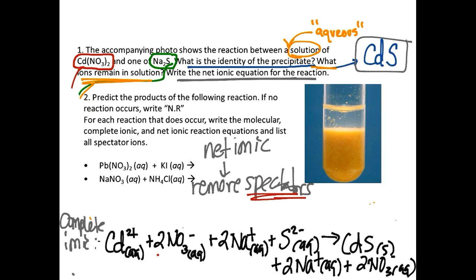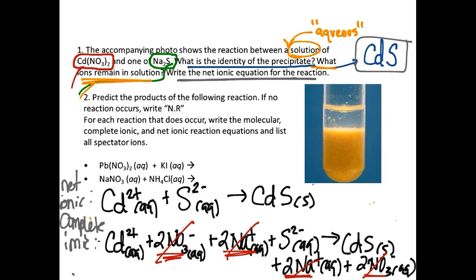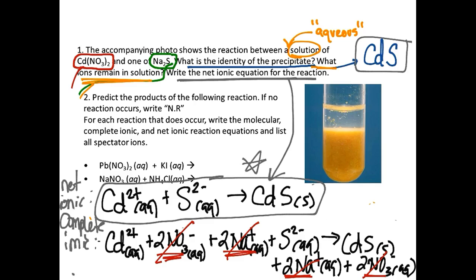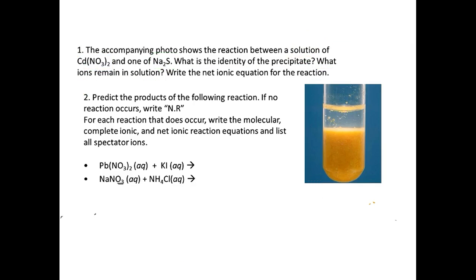Now for the net ionic equation, you have to remove the spectator ions, which are the ions that look the same on the left and the right. I'm underlining them in red. You cross them off, and so for your net ionic equation, that's just cadmium plus sulfide reacts to form cadmium sulfide. So that's the net ionic equation. That's the only answer you need for that part. I wrote the other two just to lead into that question.